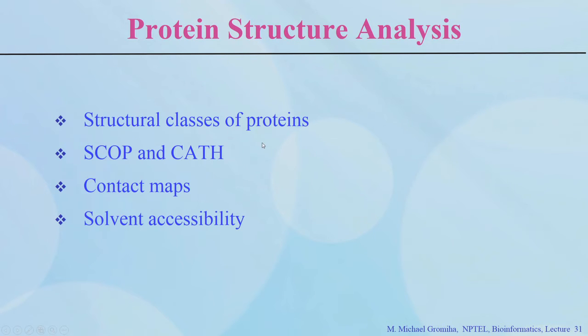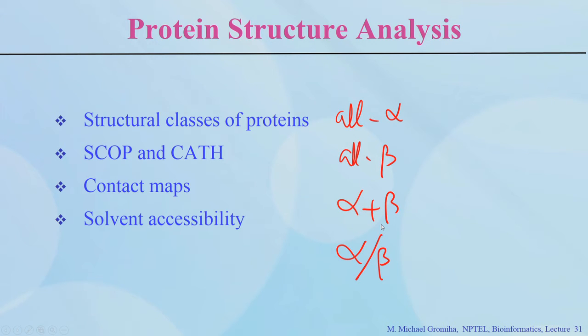Then if you have these proteins, there are different structure classes of proteins. What are the various structure classes of proteins? All alpha, all beta, alpha plus beta, alpha beta. What is all alpha? Mainly alpha. All beta is mainly beta. Alpha plus beta has alpha helices and beta sheets, but they are segregated. In alpha beta they are mixed with each other, alternating helix and strand.